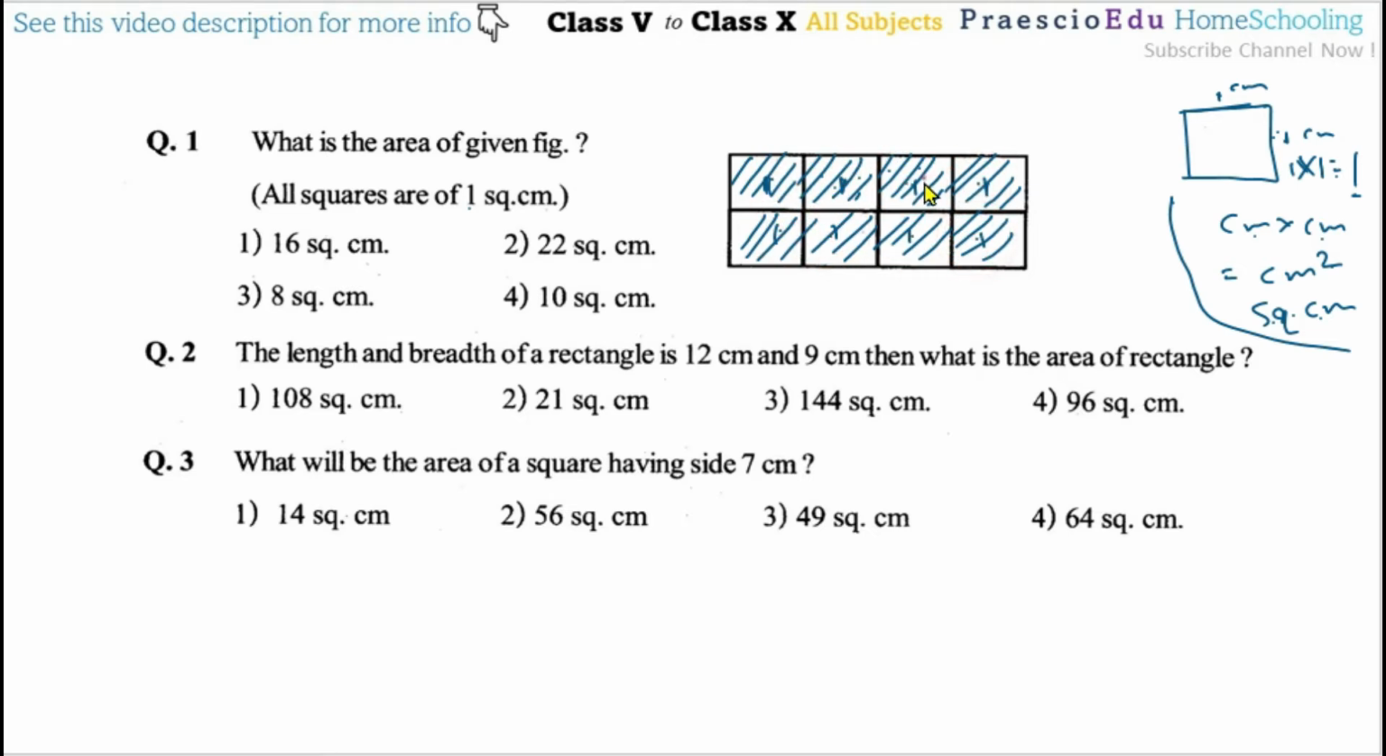So there are 1, 2, 3, 4, 5, 6, 7, 8, so 8 square centimeter. This is the area of this complete figure. So 8 is given in option number 3.